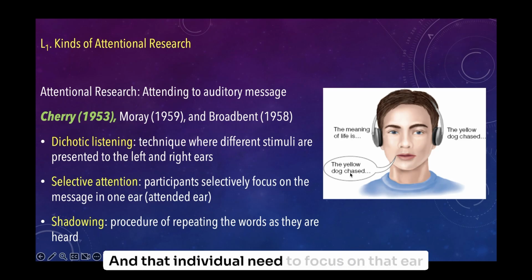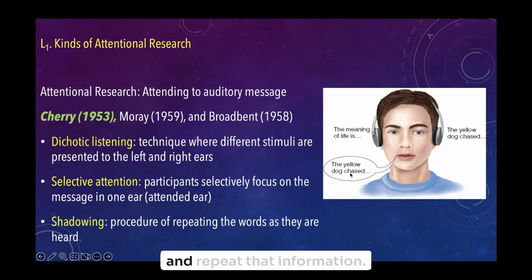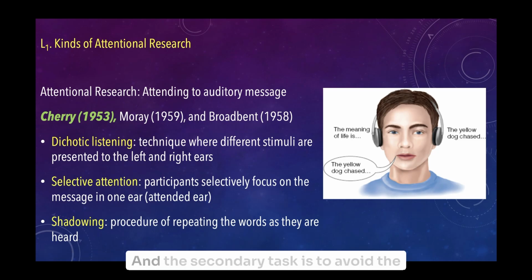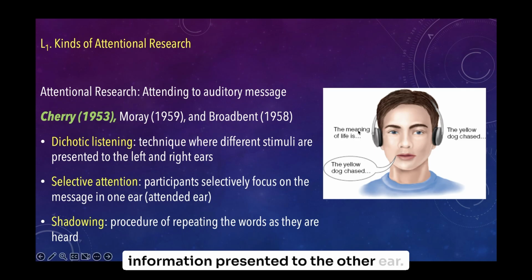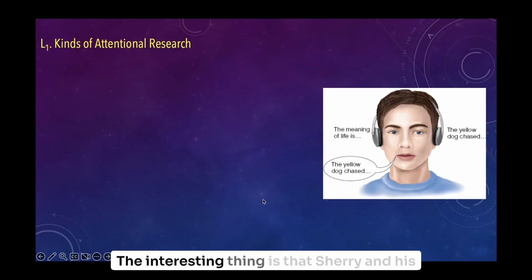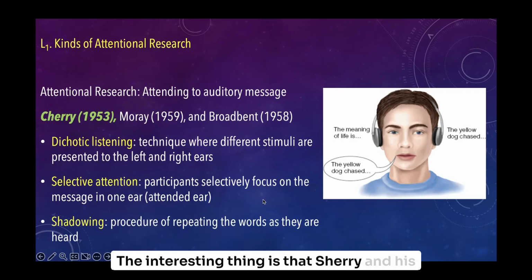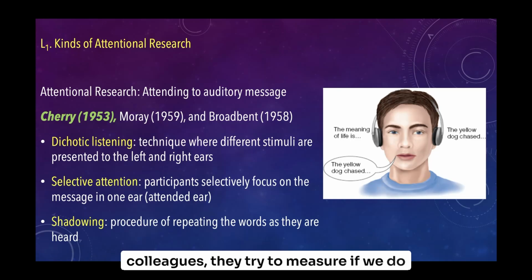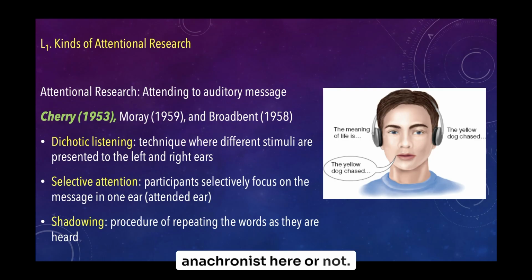And that individual needs to focus on that ear and repeat that information. This process is called shadowing. So the primary task is shadowing, and the secondary task is to avoid the information presented to the other ear. And the interesting thing is that Cherry and his colleagues tried to measure if we do process information that is presented to the unattended ear or not.